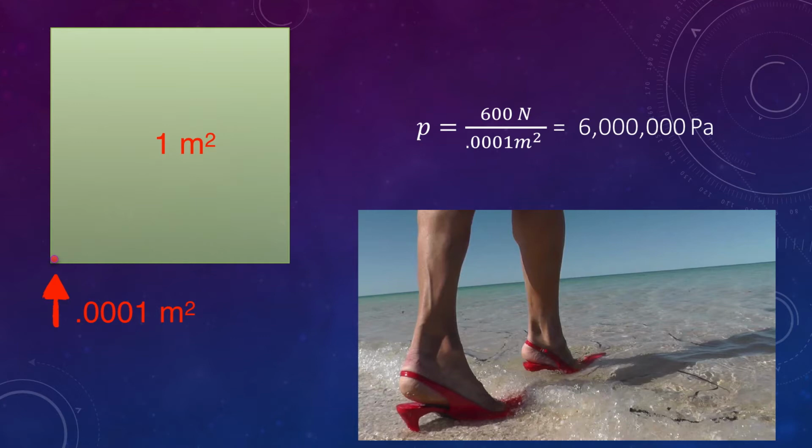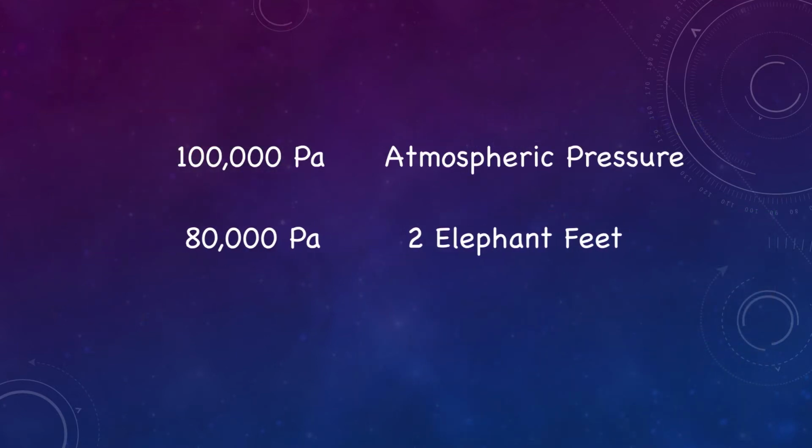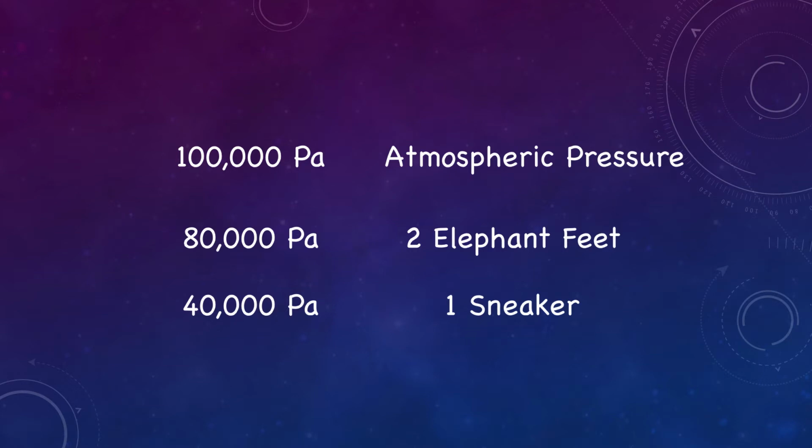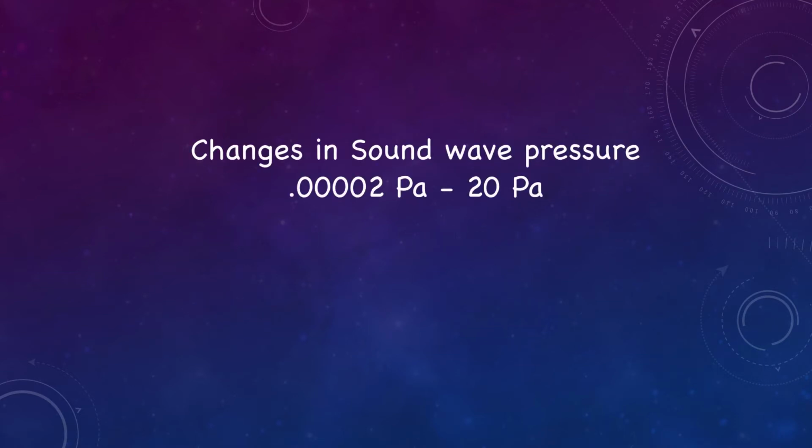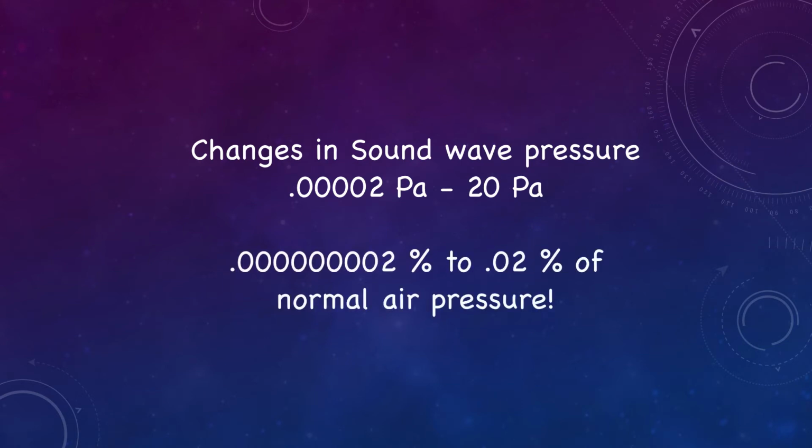Interesting fact, the pressure of the atmosphere is about 100,000 pascals, more than the pressure of Eloise on the sand. Changes in sound wave pressure on the eardrum range from 20 micropascals to 20 pascals, an extremely small percentage of regular air pressure. So human hearing is an extremely sensitive pressure measuring device. We are able to detect changes of air pressure of 2 times 10 to the minus 9th to 0.02% of normal air pressure.